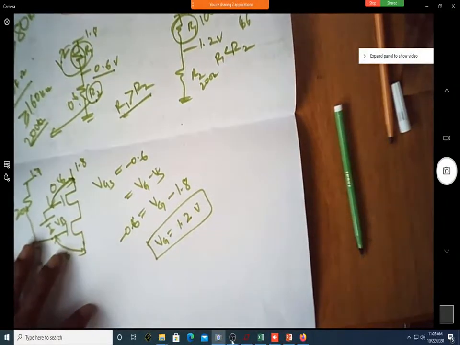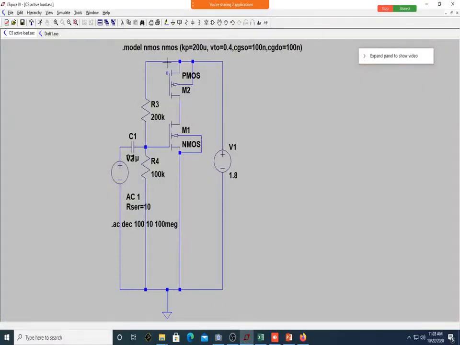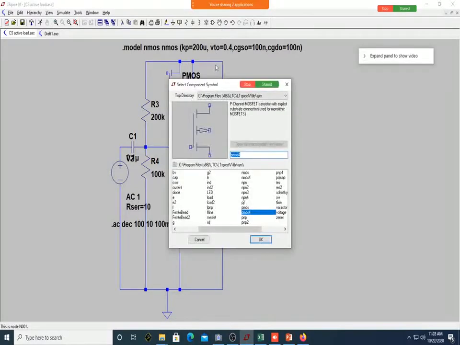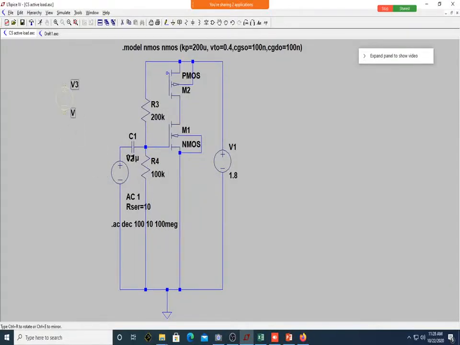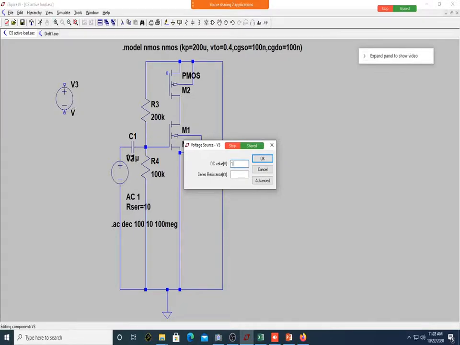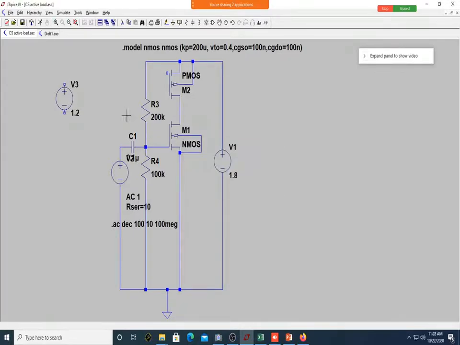So I'll go back to my schematic. I'll take a source, which is F2. I will take this voltage source and place it here. I will have a DC voltage of 1.2 volt. I will connect this to, because I can still use a potential divider and then do it. Just for saving time, I'm doing it using a power voltage source.